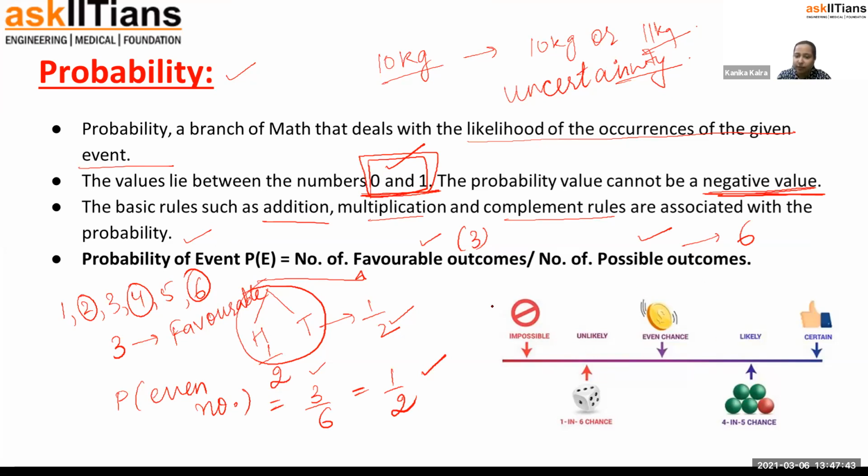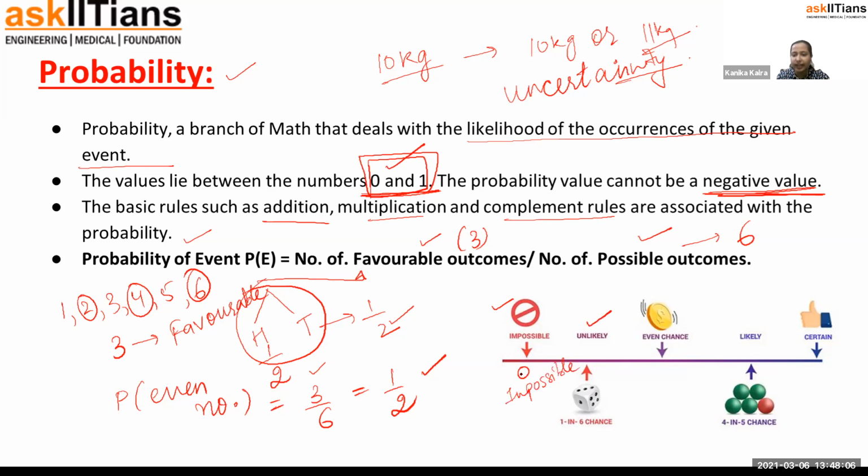So when you start with 0, this is the case of 0. So impossible event. For example, getting a number 7 on a dice. Not possible. So total favorable outcomes are 0 in this case. So 0 by 6 is known as impossible event.